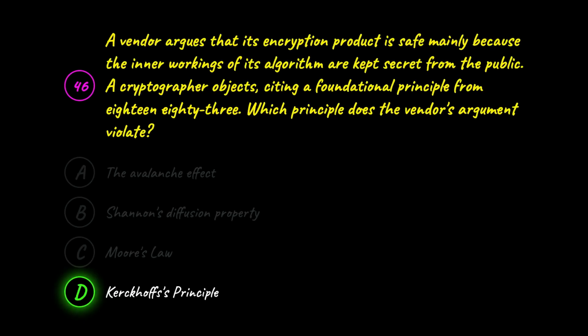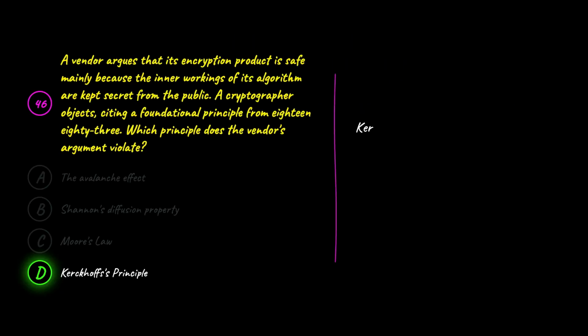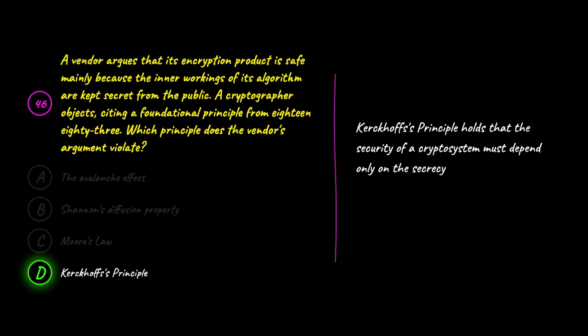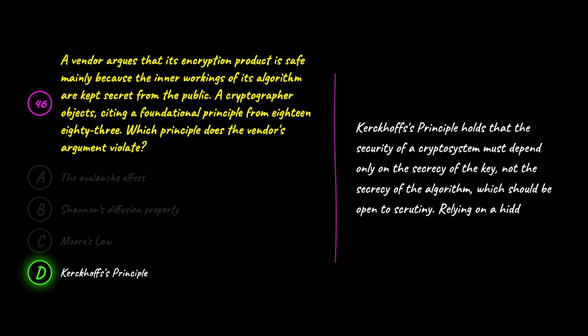The correct answer is D. Kerckhoffs' principle. D is correct because Kerckhoffs' principle holds that the security of a cryptosystem must depend only on the secrecy of the key, not the secrecy of the algorithm, which should be open to scrutiny. Relying on a hidden algorithm violates this principle.